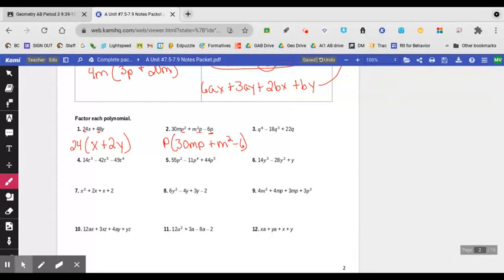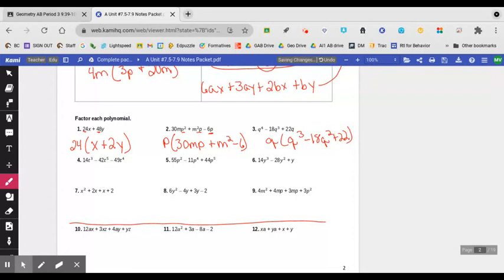So I want you to pause, and I want you to do 3 through 9. And come back and check. Number 3, my GCF is q. So it becomes q times q cubed minus 18q squared plus 22.